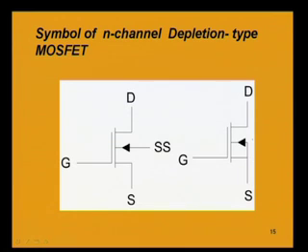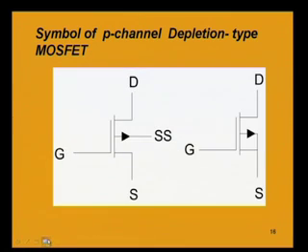symbol, internal connection of substrate, this is external connection of substrate, and this is n channel, which is represented by the direction of the arrow. We have a p substrate, so the current will be from p to n normally. So, that is p to n direction of current shown by this arrow.